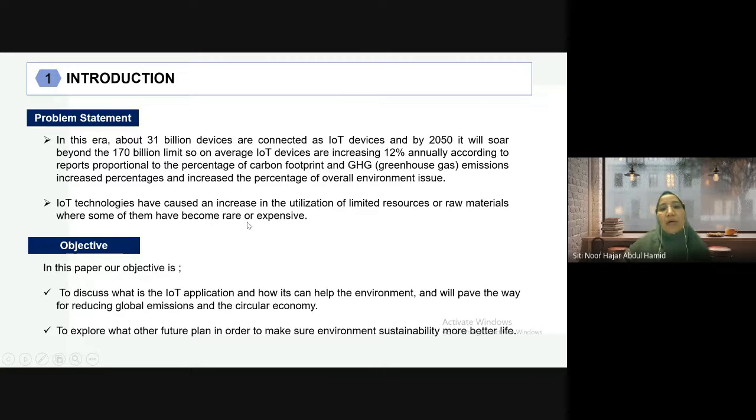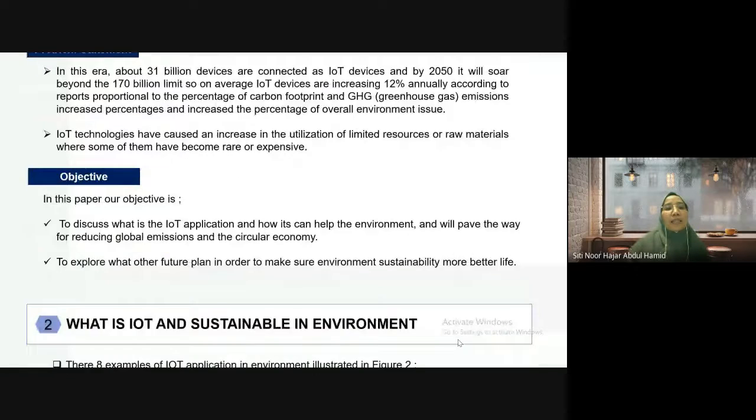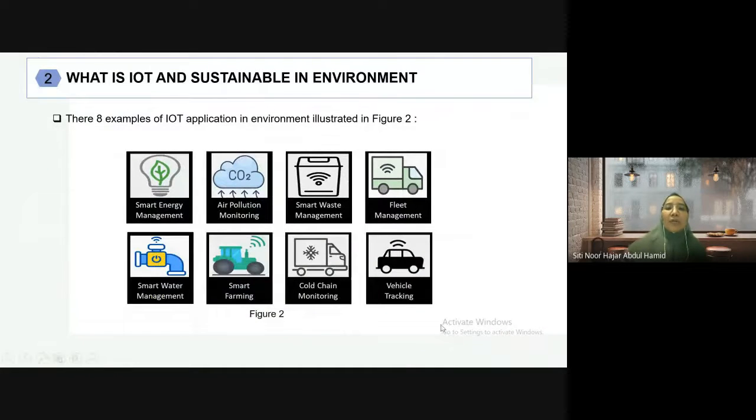IoT technology has caused an increase in the utilization of limited resources or raw materials, where some of them have become rare or expensive. The objective of this paper or our project is to discuss what IoT applications are, how they can help the environment, and pave the way for reducing global emissions and the circular economy, and also to explore future plans to make sure environmental sustainability means a better life. Next slide, I will pass to my team member, Norzilawati.